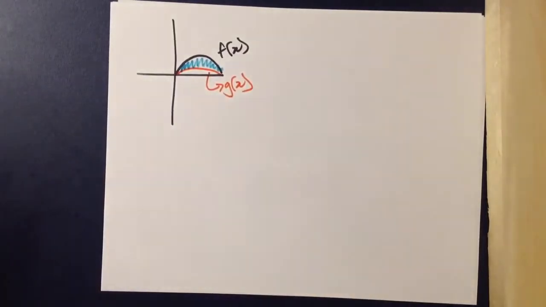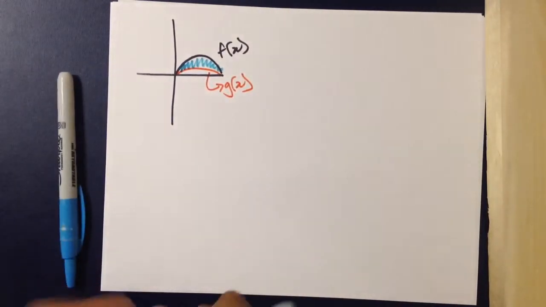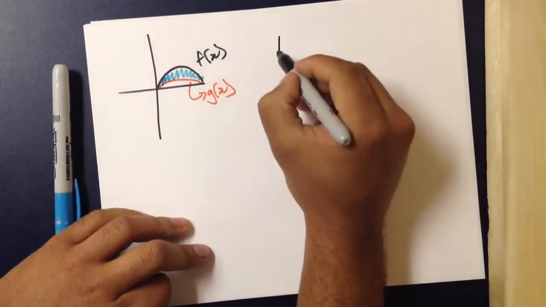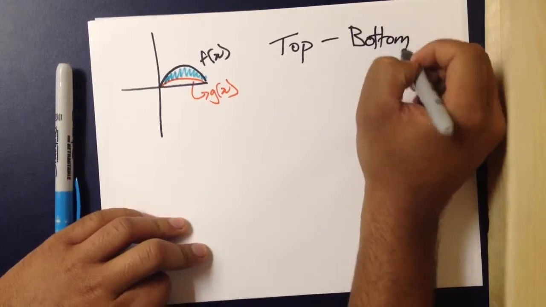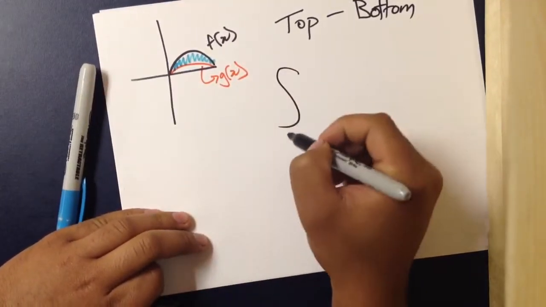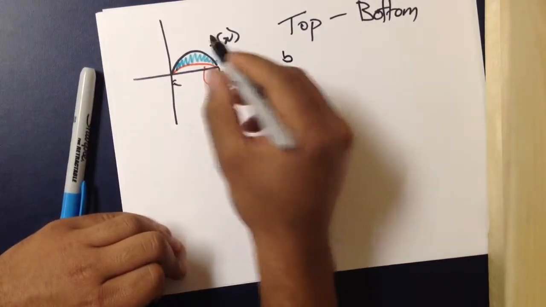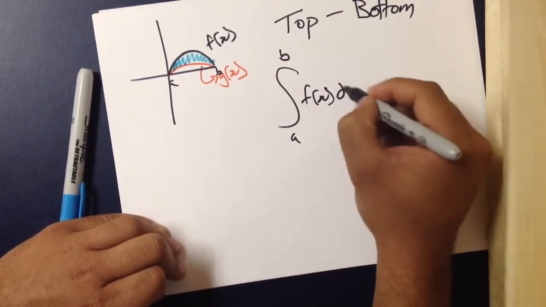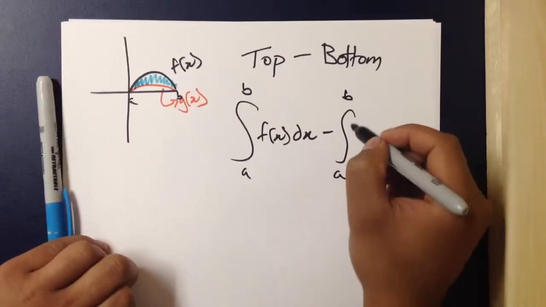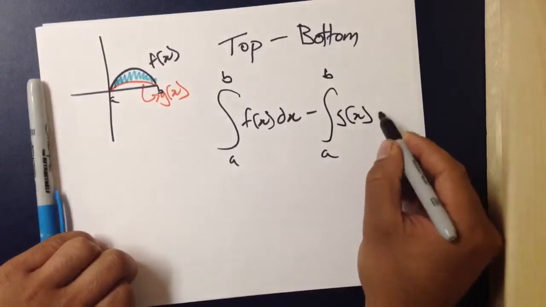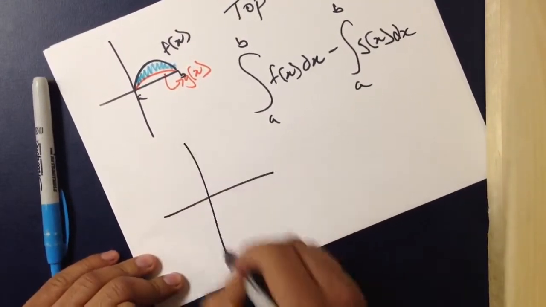Now you may remember things like the distance formula, the midpoint formula, but really that has no application here. It's very simple. It's just the integral of the top function minus the integral of the bottom function. So the integral from your endpoints from a to b of the top function, which is f of x, with respect to x, minus the integral of the bottom function from a to b of g of x with respect to x.